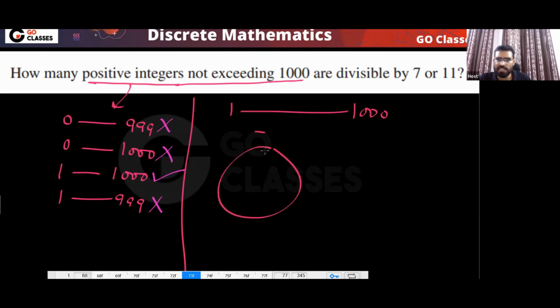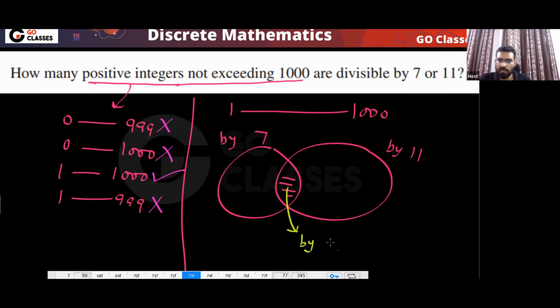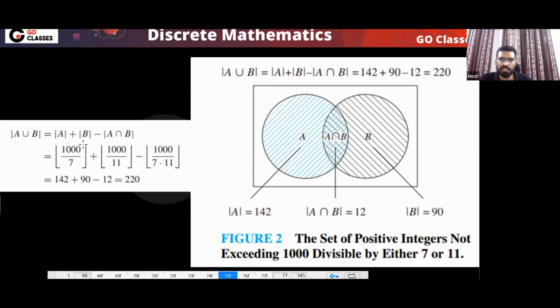How many are divisible by 7? These are divisible by 7, these are divisible by 11, and the common ones are divisible by the LCM of 7 and 11, which is 77. So very simply, you can find the answer. From 1 to 1000, this many are divisible by 7, this many by 11, this many by 77. The answer will be 220.